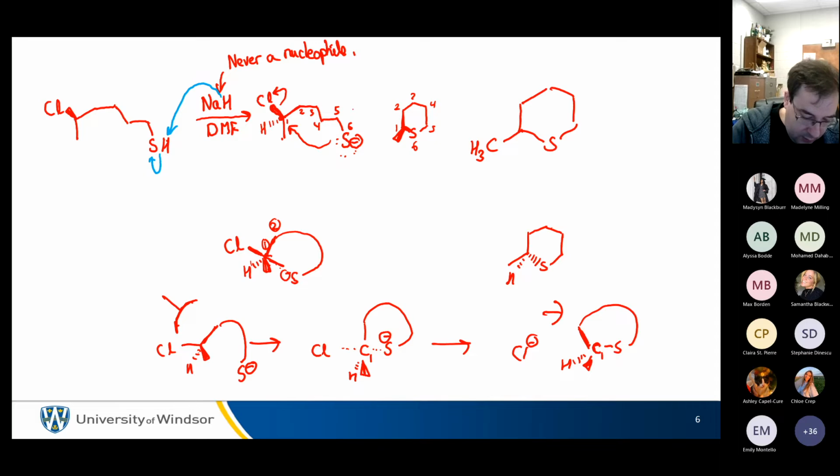That's really messy. What I'm trying to do is line up the sulfur and the chloride and show how the methyl and the hydrogen interact and what the stereochemistry is at those positions.